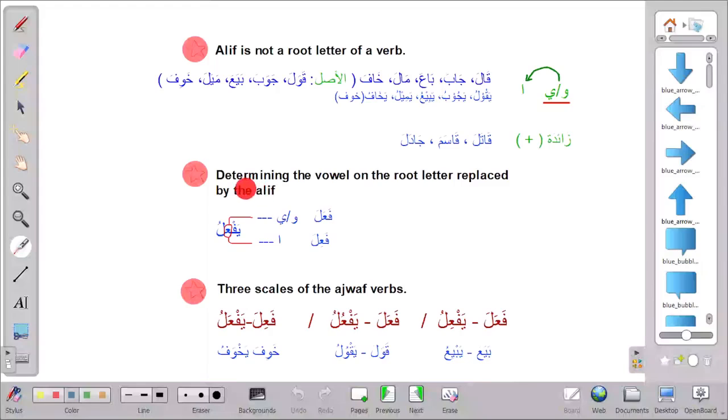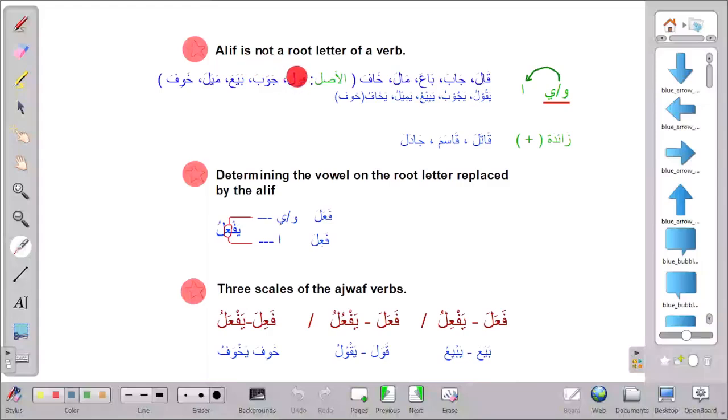So here it is mentioned. If you look at the mudari, of course, you need to use the mudari again here to know the vowel on the replaced letter. So if inside the mudari you are having waw or ya, then it will be having fatha. But if you are having alif, you will be having kasra on the middle letter. So look at here. Yakulu, you can see there is waw there. There is waw, so it will be fatha on the ayn. But if it is alif, then you have kasra on the ayn. So here, that's why it is kawala.